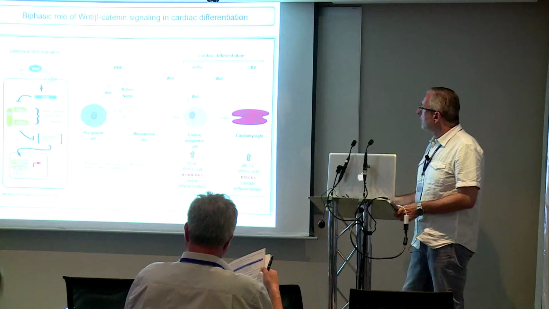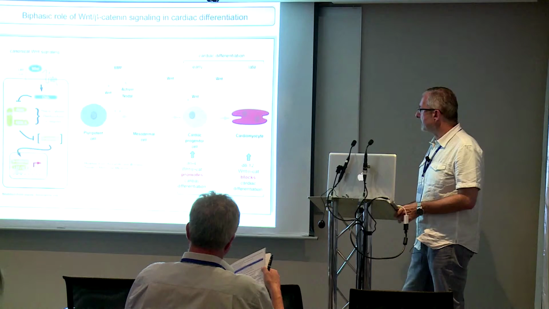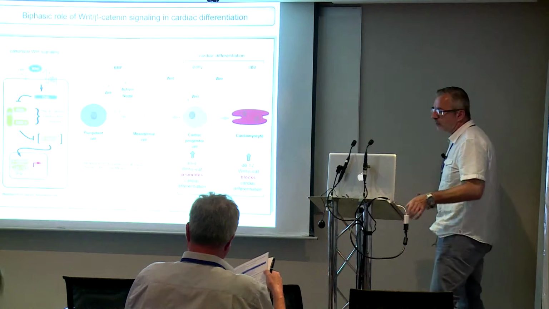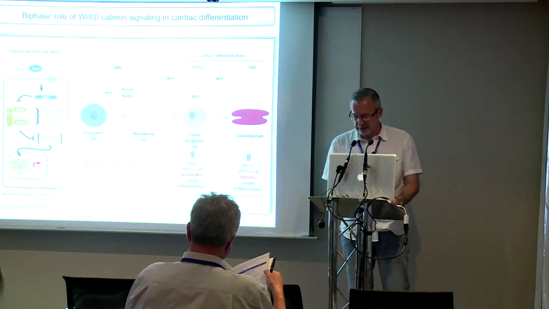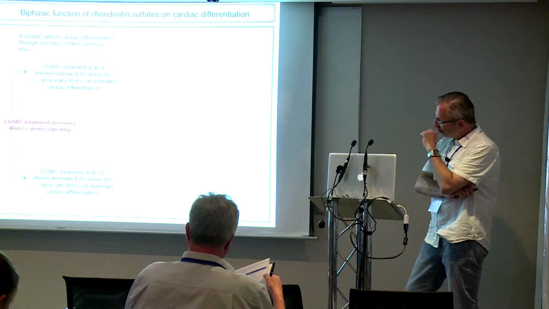Later on, Wnt plays a negative role. So from day 6 to day 12, Wnt beta-catenin blocks cardiac differentiation. So a biphasic role of Wnt in ES cell cardiac differentiation. Now, we wanted to bring this together.